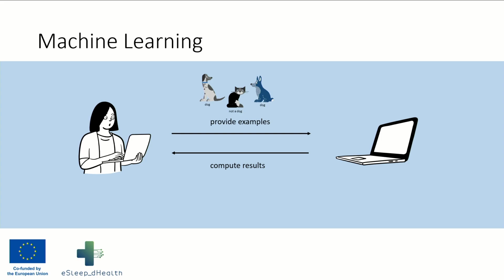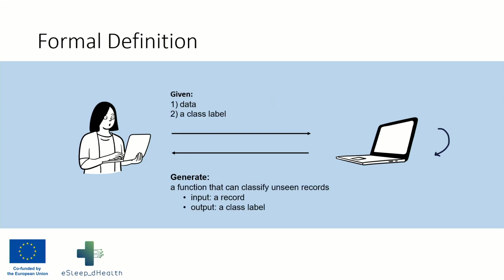So let's look at a formal definition. We give the examples, or we can also refer to that as the data, and we give the class labels, and then the machine derives the model. And what we get back is not only the result, but also a function that can classify these unseen records. So we input a record and we output a class label.